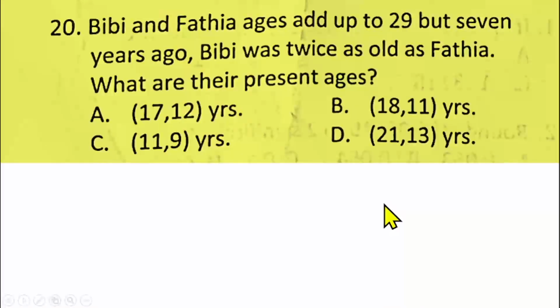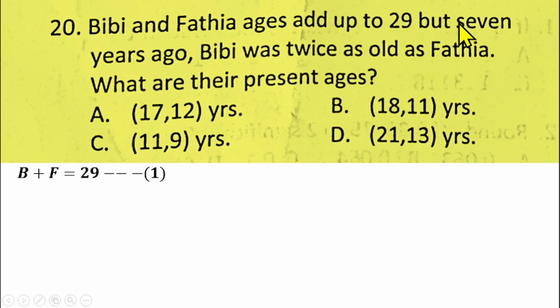Question number 20 is from the word problem. BB and Fathia's ages add up to 29, but 7 years ago, BB was twice as old as Fathia. What are their present ages? So we can use B to represent BB and use F to represent Fathia's age. So if you go with the first statement here, BB and Fathia's ages add up to 29. So their ages added together will give us B plus F equals 29, which is equation 1.